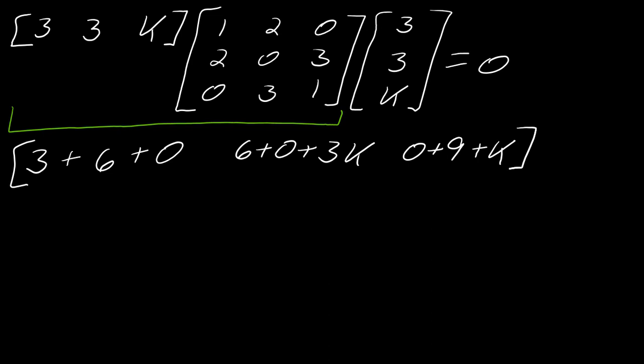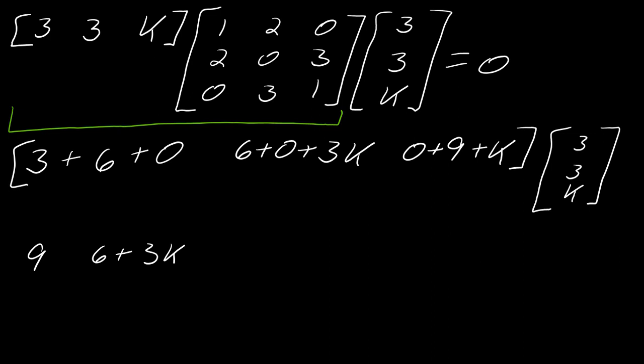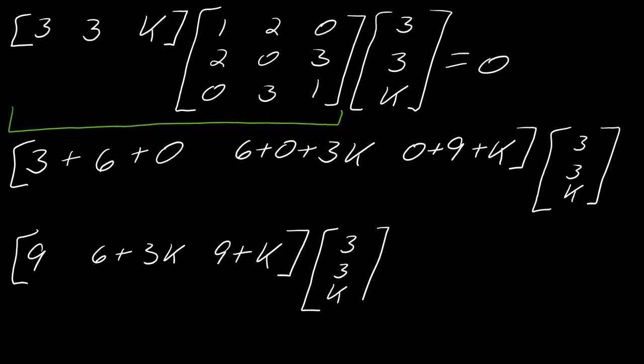So here's the first thing that I need to do. And notice I've done nothing with this column matrix, which is totally fine. So if I multiply these together, so let's see, I'm going to have 9, 6 plus 3k, and then 9 plus k. Okay, so now I just have this row matrix, and I'm going to multiply it now times this column matrix. And I'm just going to see what happens, okay?